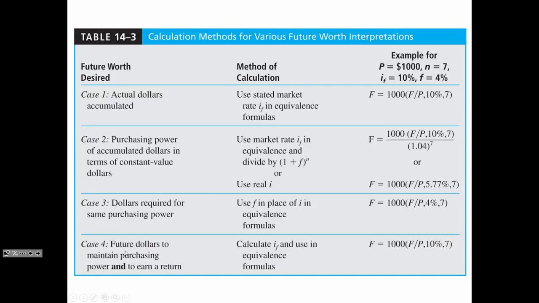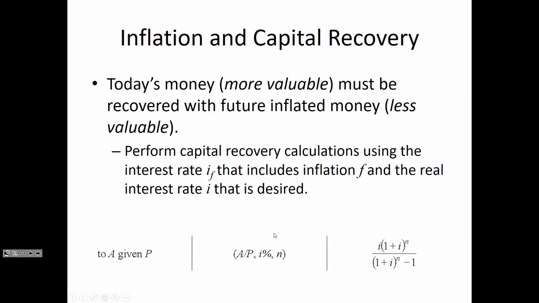And the final case, case 4, that's illustrated in the table, is when you want to have the purchasing power and earn a return. In this case, you're using the market interest rate, I sub f. So today's in-class exercise takes you through some of those different cases.